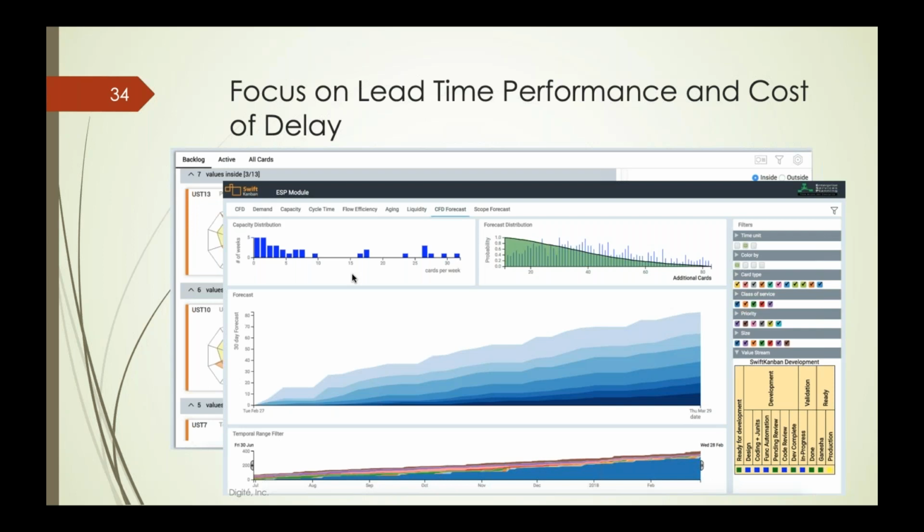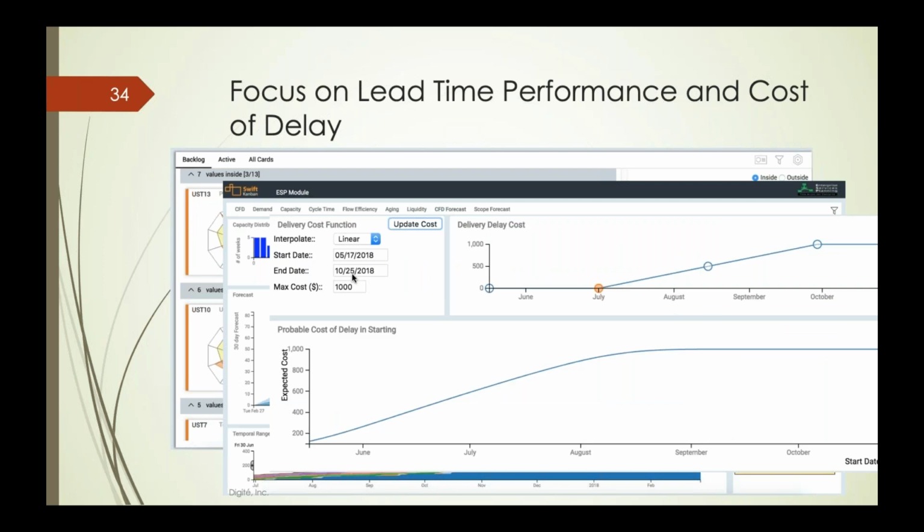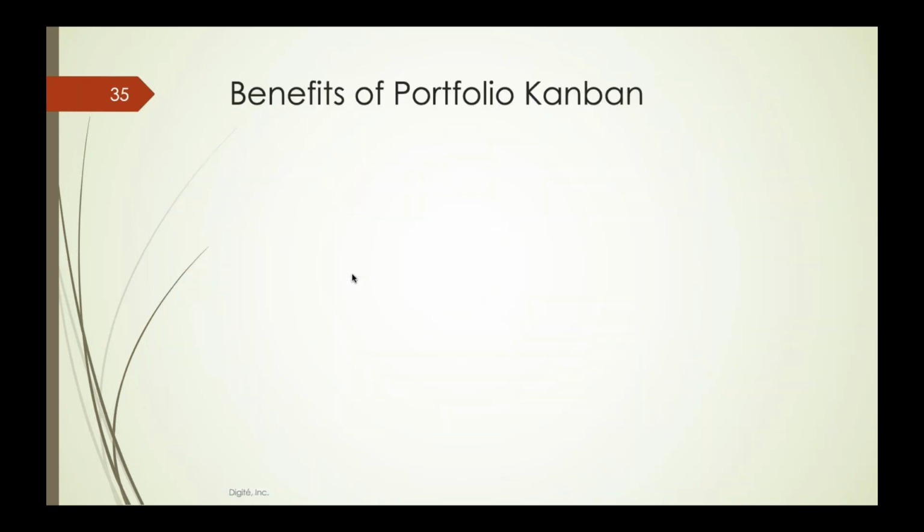And there are many products out there in the market that let you do this by simply collecting your lead time or your cycle time data and your overall cost of delay data. And so you are able to very easily model this and understand when should you start things, how much can you delay things before it becomes too late for you to start things. It becomes very easy to do this using something like Swift ESP.